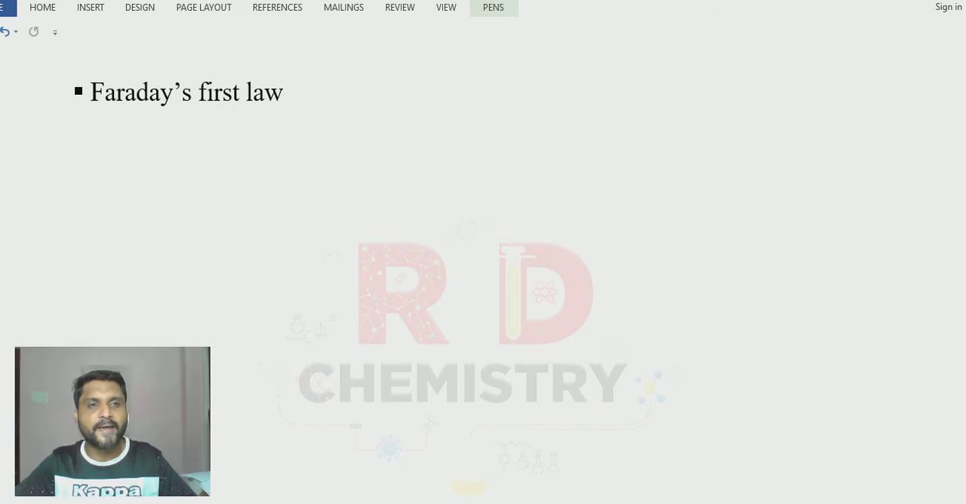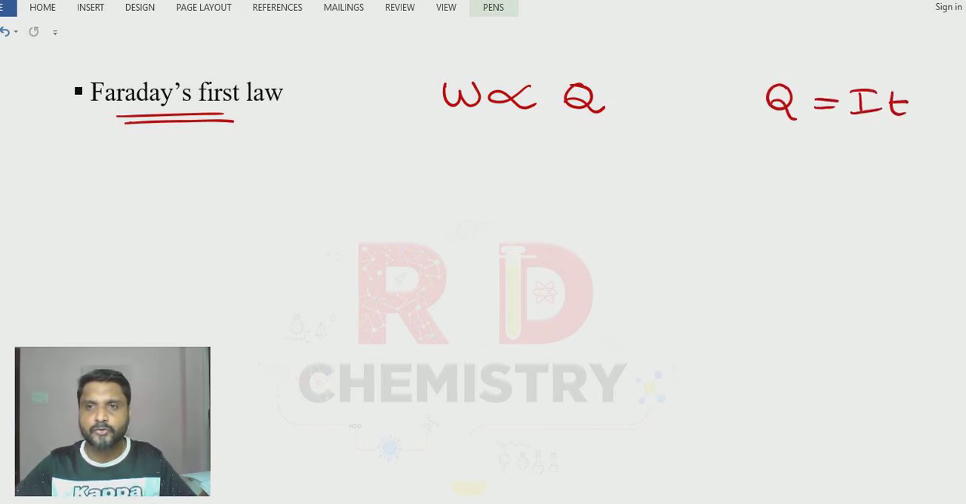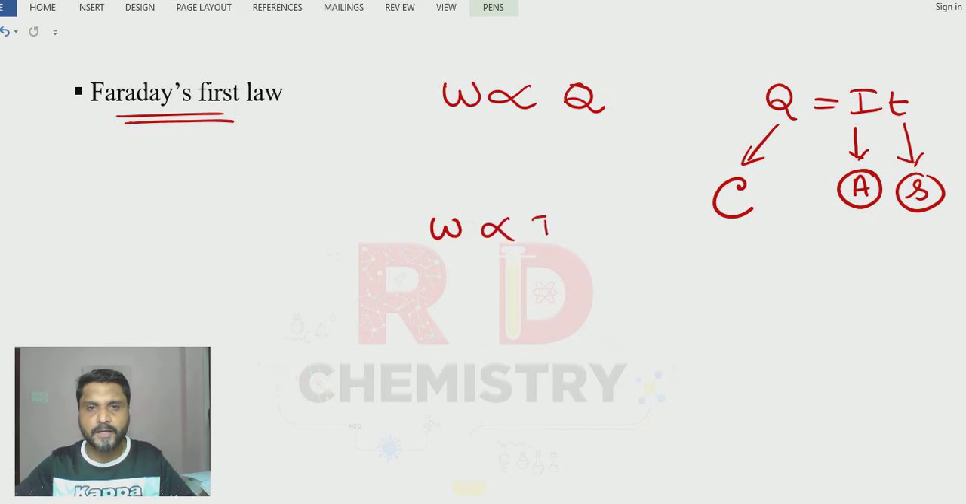So we have now Faraday's first law. According to Faraday's first law, the amount of substance deposited is directly proportional to the quantity Q of electricity passed through the solution. Therefore, Q is equal to I into T, correct? I is the strength of the current in amperes and T is time in seconds, and the unit of Q is coulombs, C. I can also write W proportional to I into T, or W is equal to a constant Z into I into T, or W is equal to Z into Q.